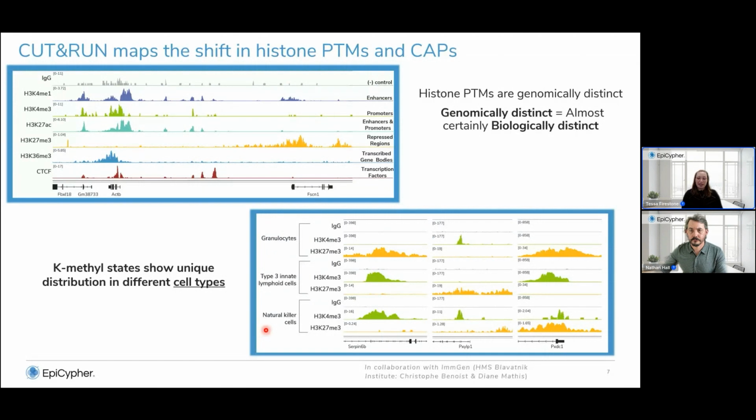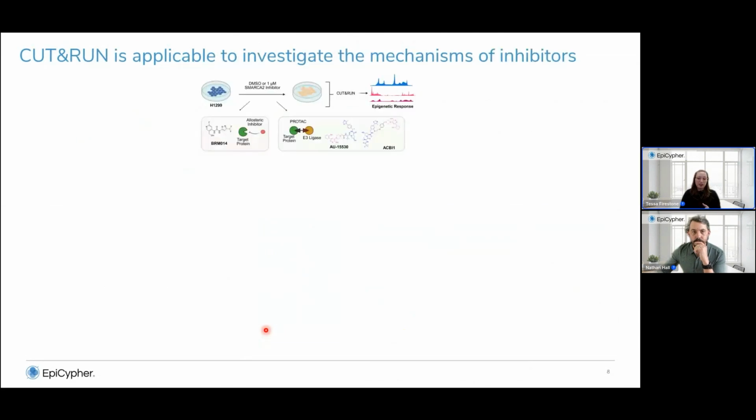And now that we've seen how CUT&RUN performs across different cell types and targets, let's take a look and see how CUT&RUN can also be used to investigate inhibitor mechanisms. So we took H1299 cells and treated with 3 inhibitors for SMARCA2, a remodeler. The first compound, BRM014, is an allosteric inhibitor, and the remaining 2 compounds are PROTACs. And PROTACs are compounds that bind their target and mark it for degradation with ubiquitin using a fused E3 ligase. And once these cells were prepped, CUT&RUN was completed.